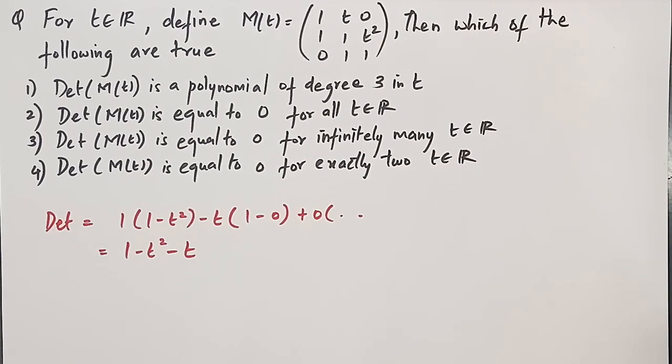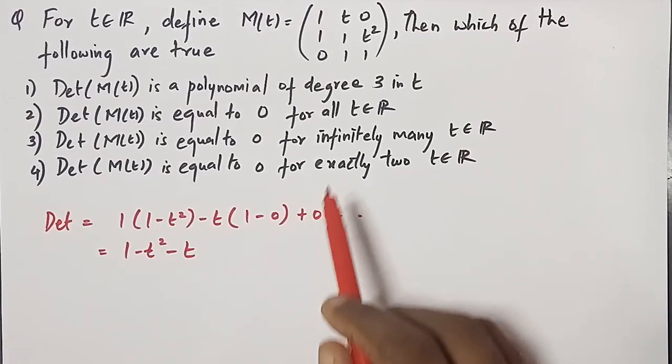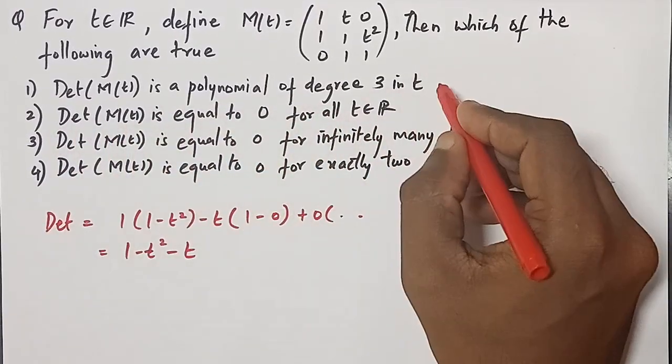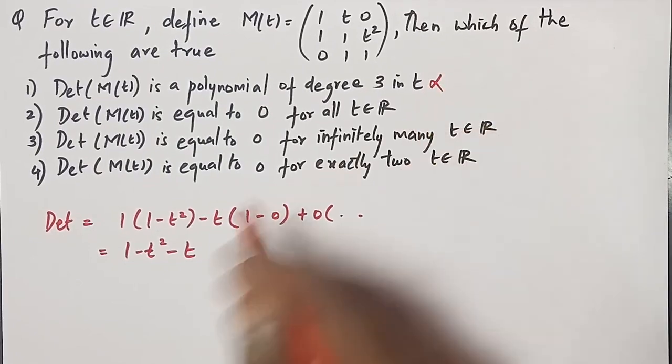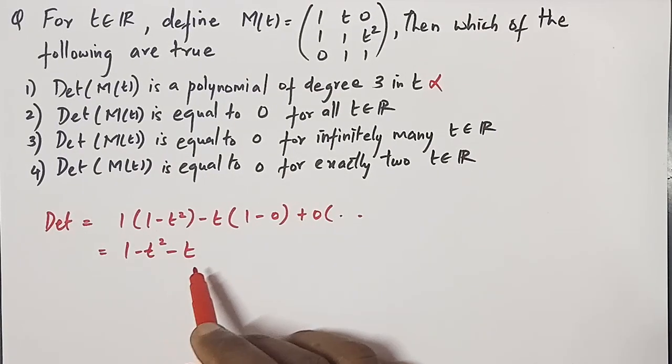You can see what we got is actually a polynomial of degree 2. It's a polynomial of degree 2. You can see t square minus t plus 1. So we can say the first option is basically not true because we got a second degree polynomial.